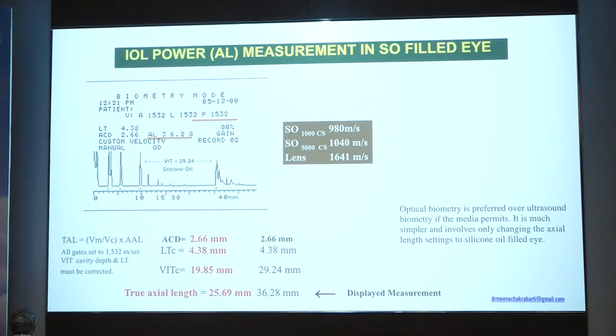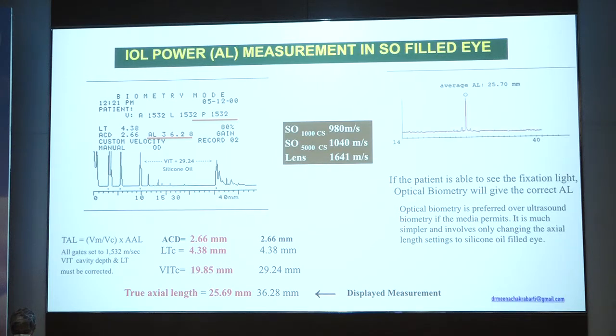If you have an old type of technology in the ultrasound biometer where you cannot reset your velocity gates depending upon the viscosity of the silicone oil that you are using, you calculate the axial length, and then you make a correction by using a conversion factor for the velocity of sound in the standard silicone oils that we use, that is 1000 or 1300 centistokes, or rarely 5000 centistokes of silicone oil.